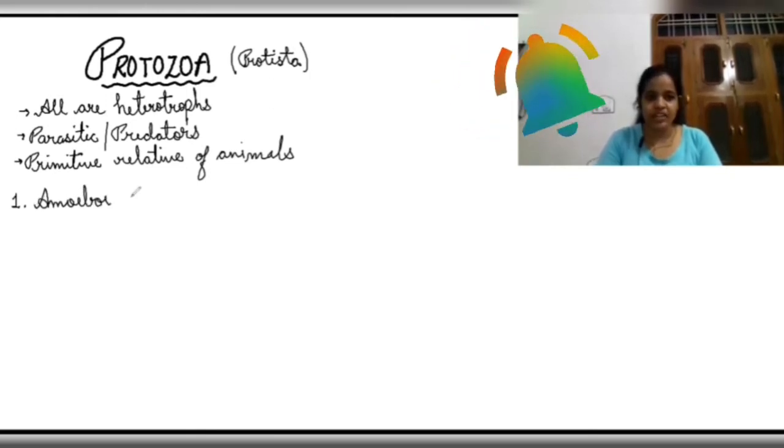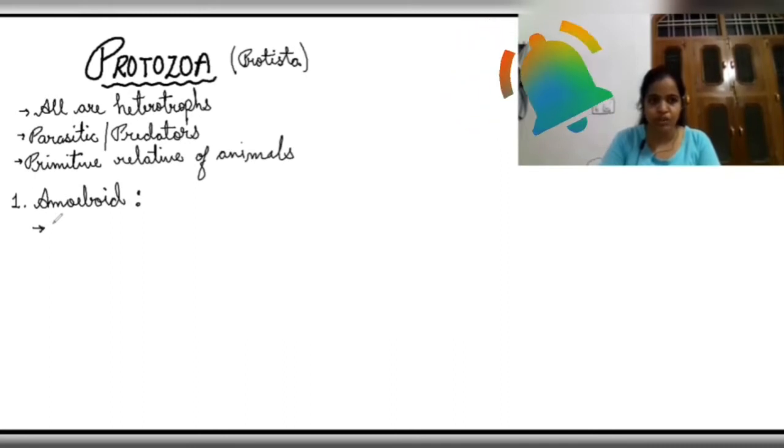Amoeboid, these organisms will have some amoeba-like structure, means the common example is amoeba. These organisms or protozoans can be found in fresh water, sea water, or in moist soil also. So what are the habitats of the amoeboid protozoans? Fresh water, or they can be found in marine water or sea water, to be more exact, or in the moist soil.